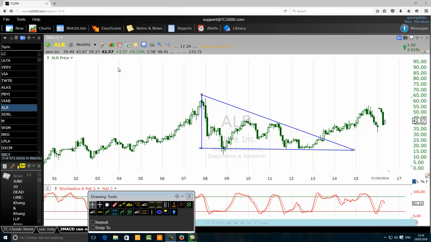We are looking at a monthly chart of Alir Incorporation. I hope my pronunciation is correct. The epic is Alpha Lima Romeo, ALR. This is a Russell 1000 component.